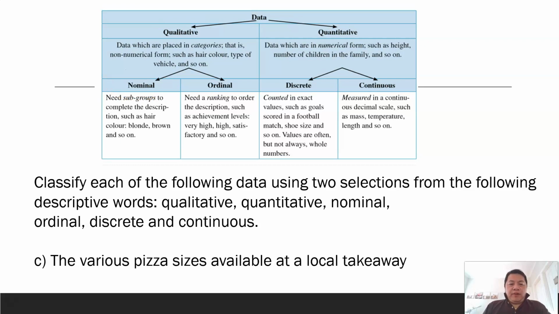Next one, the various sizes for pizzas available at the local takeaway. So no number is involved. You're talking about sizes. Sizes will be small, medium, large, isn't it? Or extra large. So it must be qualitative, and then it's ordinal because you are going according to the sizes.